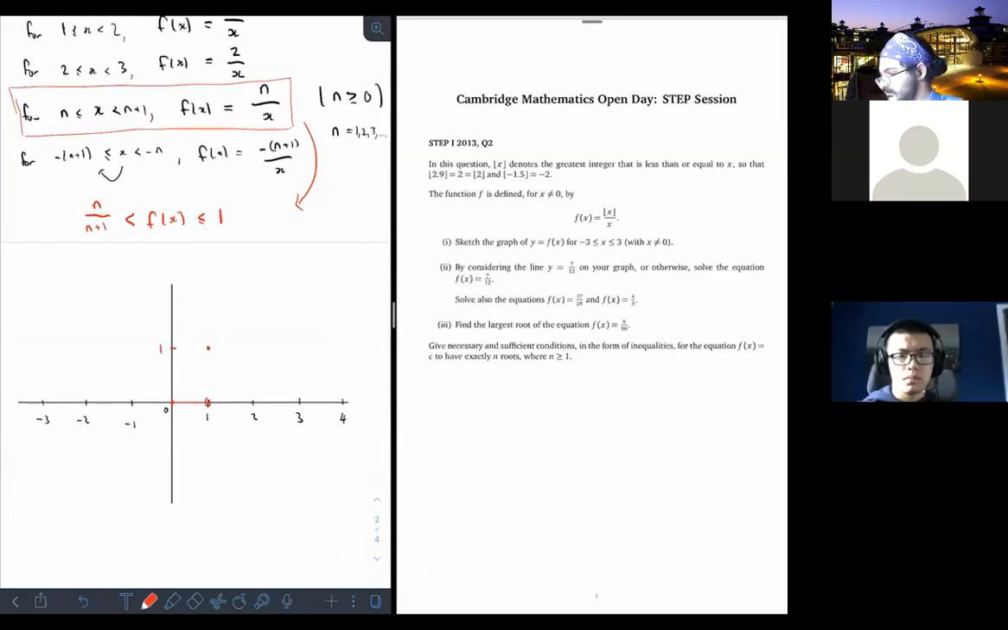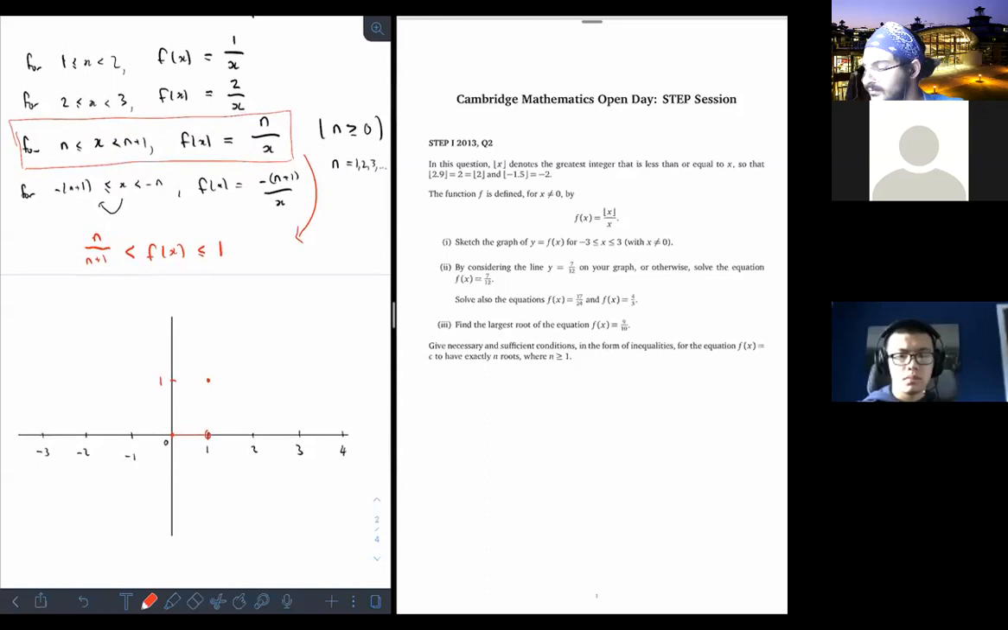Now in the range between 1 and 2, we had f of x equal to 1 over x, that's up here. And if we put n equal to 1 into the inequality we have for f, we know that f starts at 1 and goes down to a half, but doesn't quite reach a half. So the graph goes down, following the 1 over x graph, and then reaches a value around here, but doesn't take it, and that value is equal to a half.